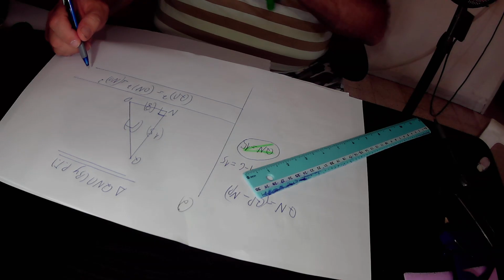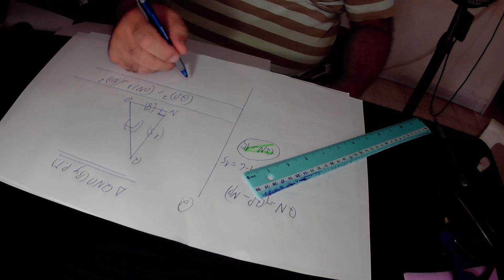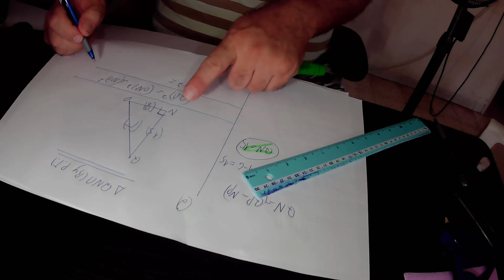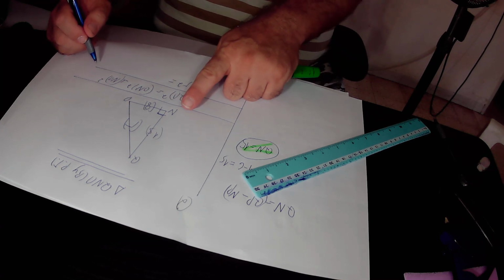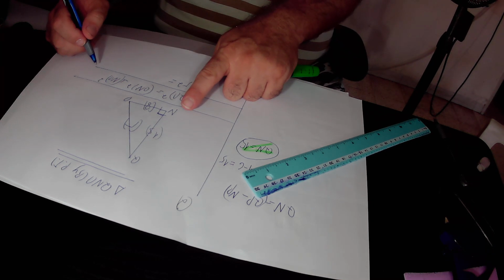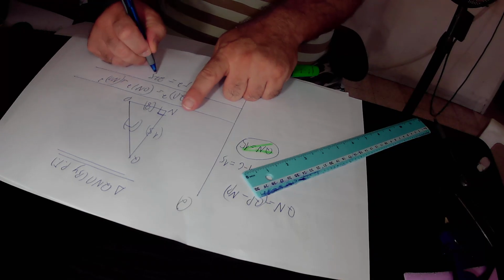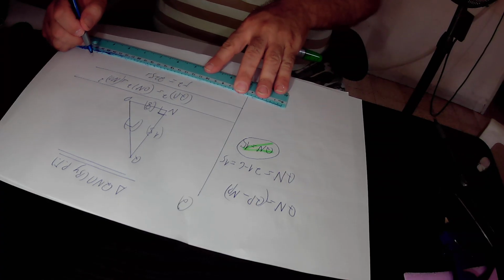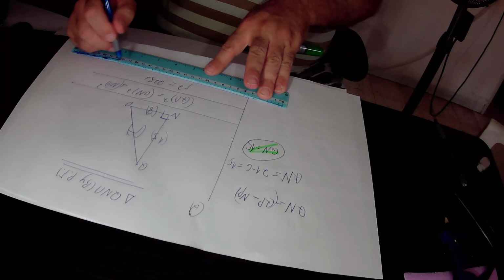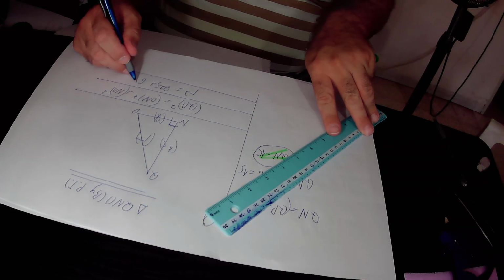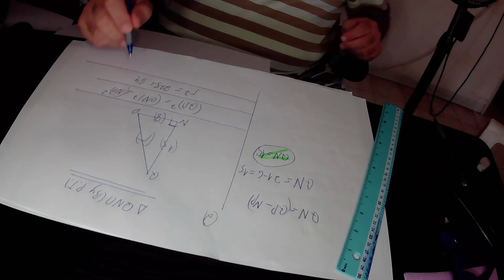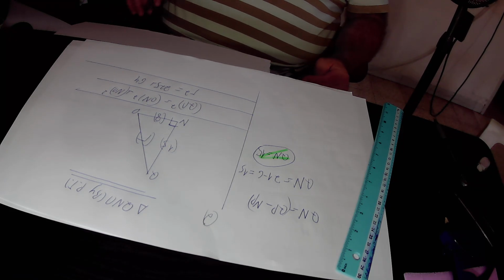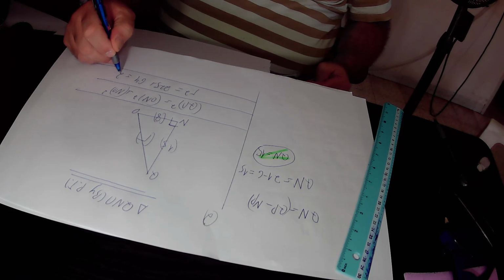QO is R, therefore QO squared is R squared, and it equals QN squared. QN is 15, therefore QN squared is 15 squared, that is 225, plus NO squared. NO is 8, therefore NO squared is 8 squared, that is 64. So in total, R squared equals 225 plus 64. 225 plus 64 is 289.